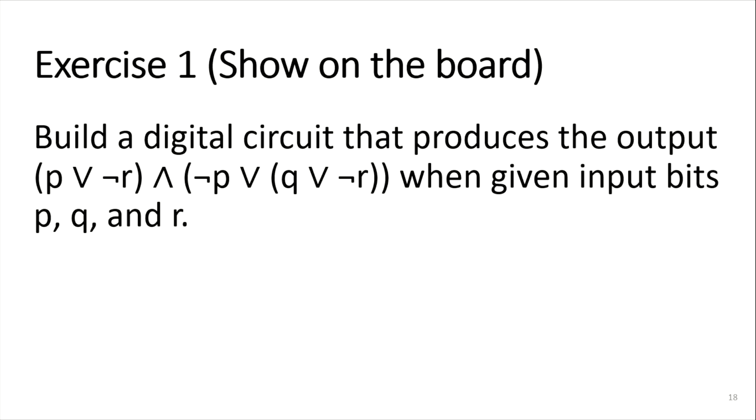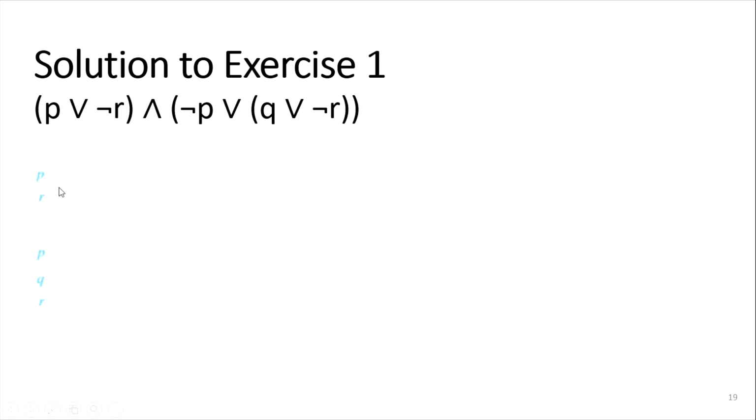So exercise. Build a digital circuit that produces the output, this one, when given input bits P, Q, and R. So take note, we have two groups here. This is the main operator. So we'll group P, R, and then we have P, Q, and R. So we'll start here at the left side. So this is not R. Of course, we cannot do the operation OR without first finding the negation of R.